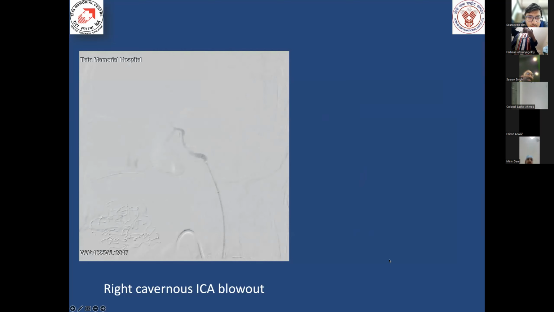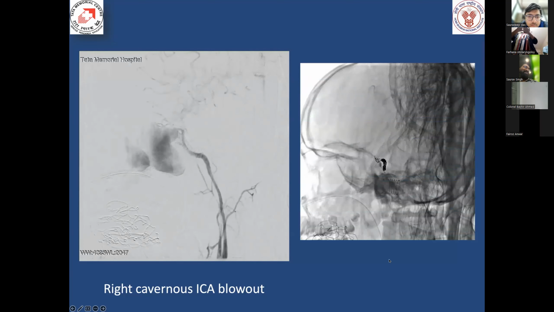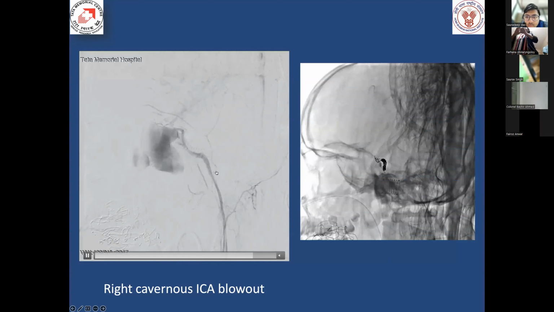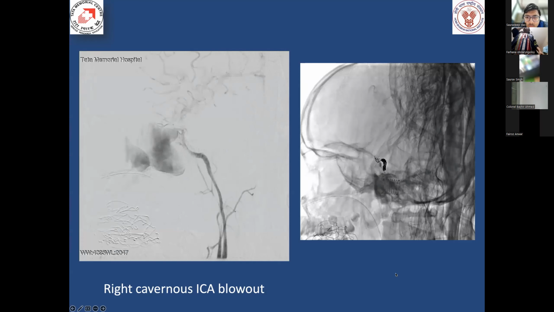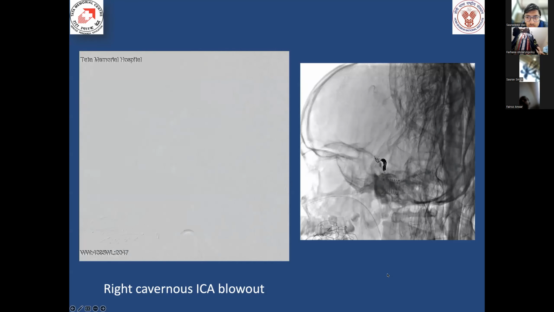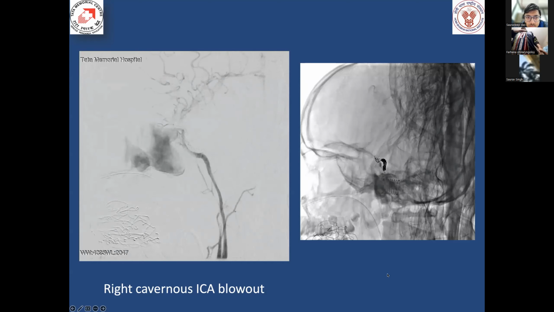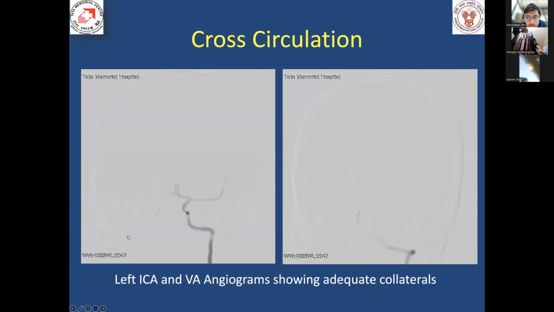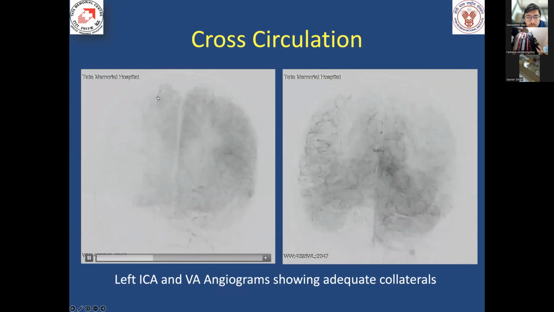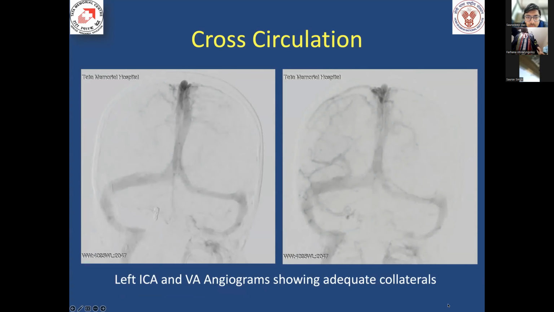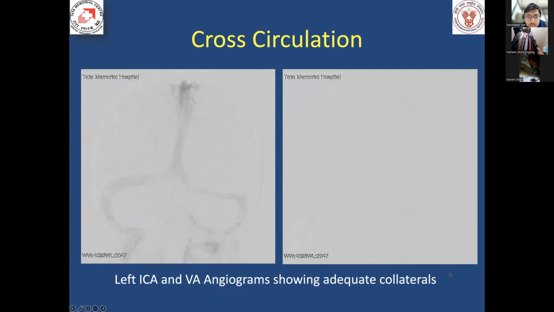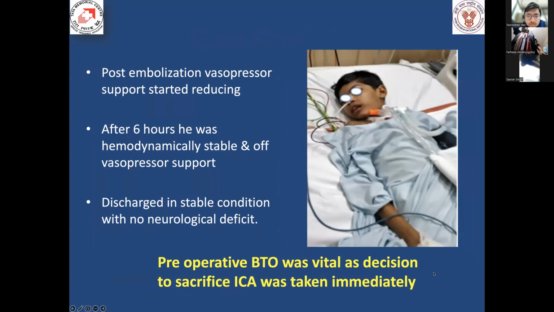The entire cavity is being filled. So it's just within 5 minutes, once we are there, we go inside and we occlude the artery and the bleeding stops. So it's a massive bleed, but we can achieve embolization within a matter of minutes. And post parent artery occlusion, you can see that there is supply to the contralateral hemisphere. So the brain also was saved, and the patient after a couple of days was discharged without any incident.